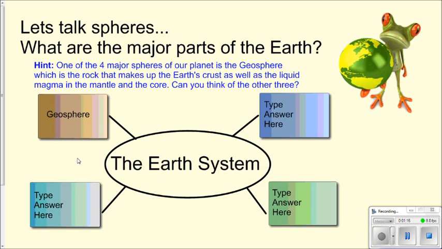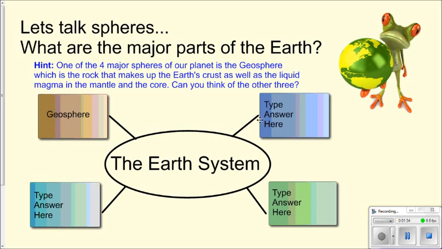Okay, so hopefully you've had some time to think a little bit about what those might be. If you have something different than what I'm going to place in these boxes, just feel free to keep what you have and add what I put in. In addition to the physical rock of the Earth, another major thing that you might have thought of is all of the water on our planet.